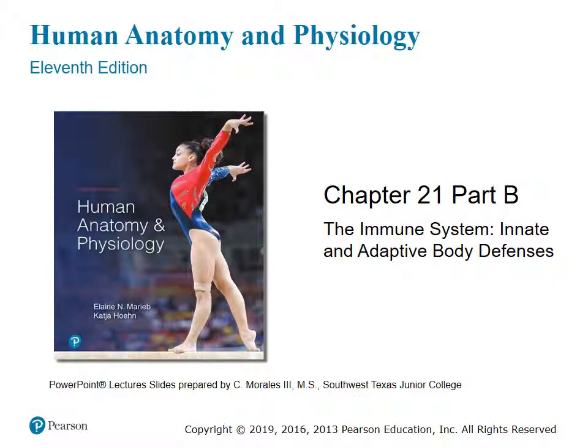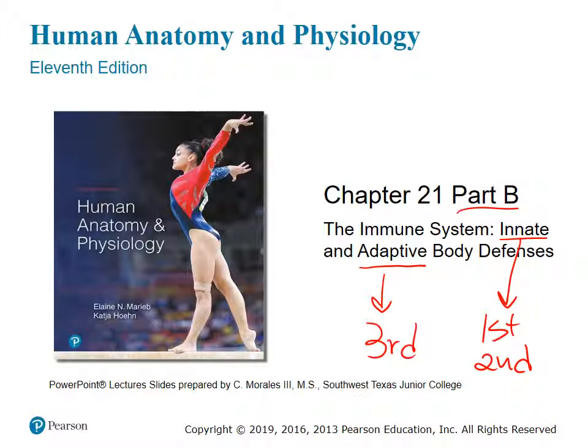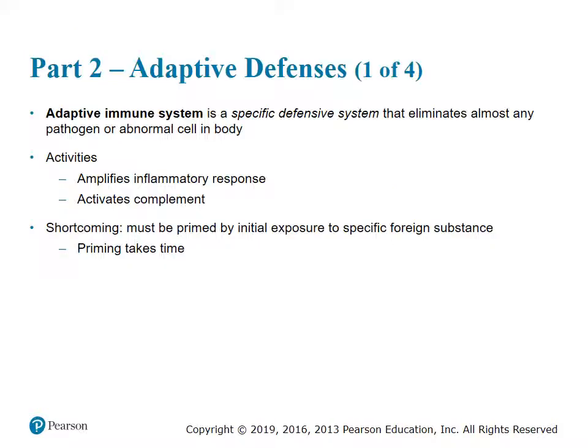All right, folks, so we're here to talk about Chapter 21. This is Part B of Chapter 21, and in Part A we discussed the innate immune system, and in Part B we are now moving on to the adaptive immune system, right? Innate covers the first and second line of defense, and the adaptive discusses the third line of defense, and that's what Part B is really all about.